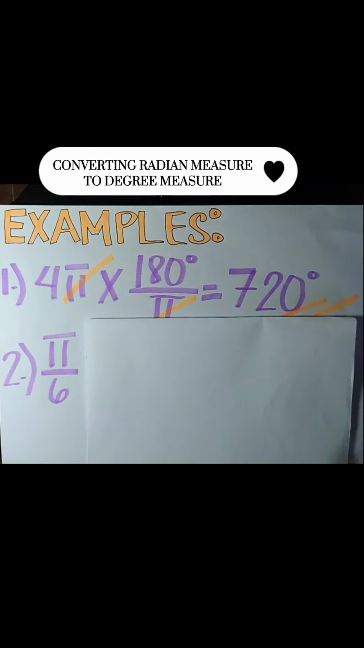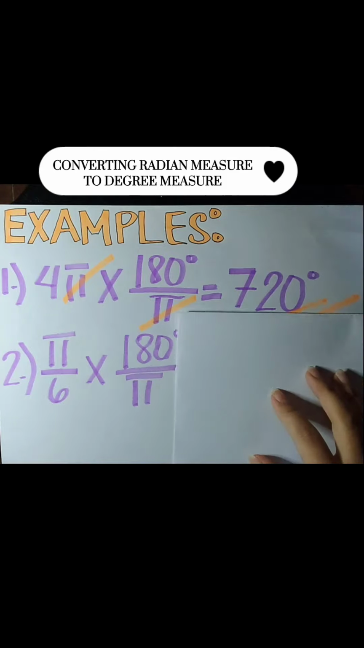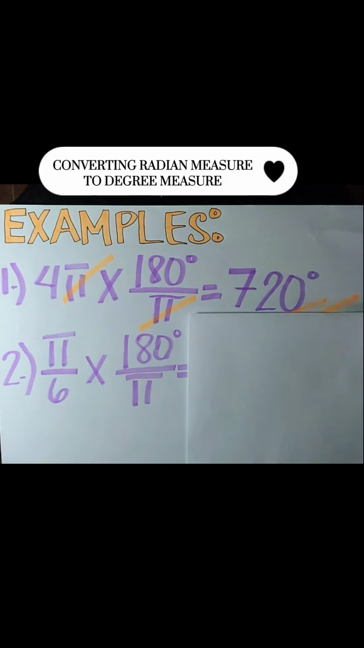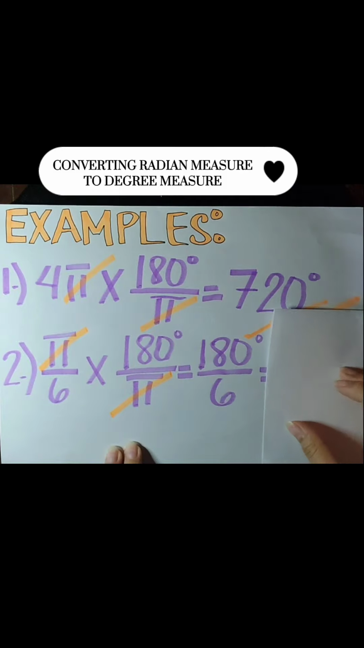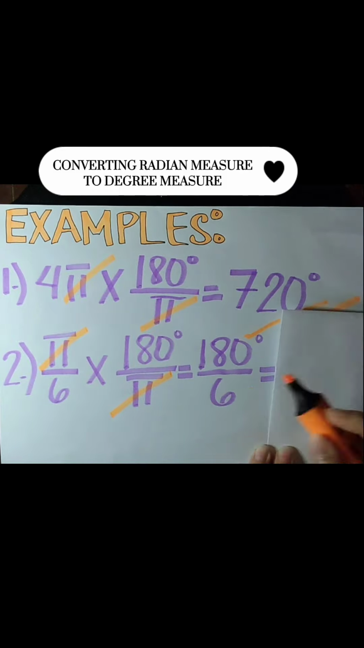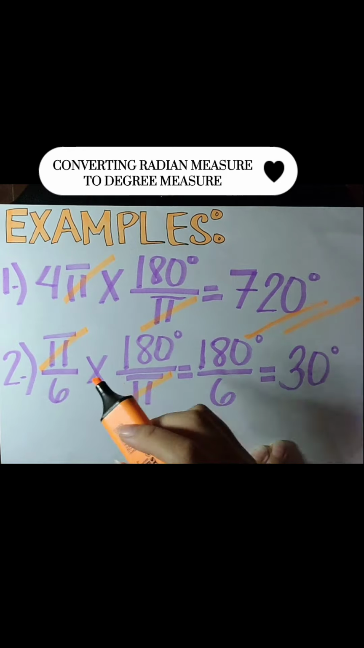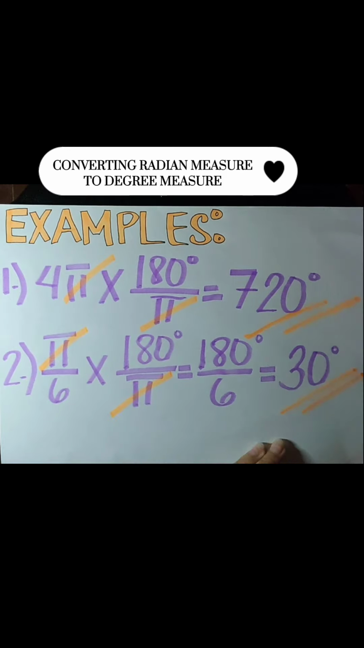Here is our second example, pi over 6. Since we're going to convert radians to degrees, we're still going to multiply it by 180 degrees over pi. So we're going to cancel the pi. And then the only ones left are 180 degrees and 6. We're going to copy that here. And then 180 degrees divided by 6 is 30 degrees. So the equivalent of pi over 6 is 30 degrees.